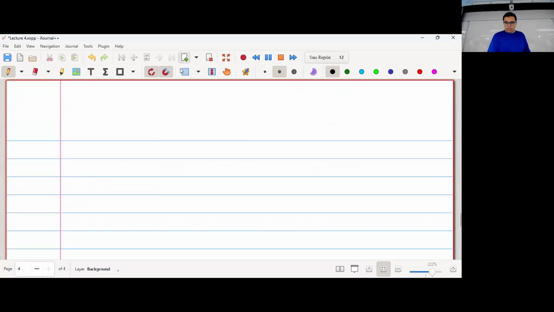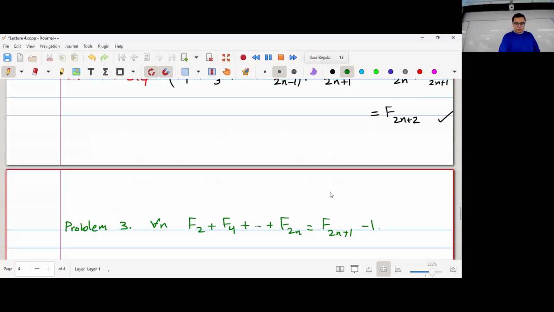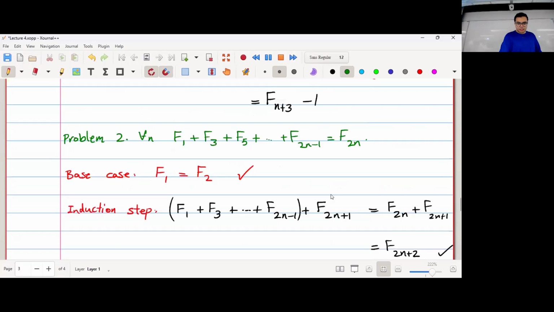Let's go forward and let's prove some more things. Well, I can give you another example, but I'm not going to spend much time on this because it's basically the same idea again. I can sum up the even numbers. So I can say for every n, f2 plus f4, so on, to f of 2n is equal to f of 2n plus 1 minus 1. How would you prove this? Well, there are two ways that come to my mind, and the reason I'm showing this problem is to just talk about these two ways.